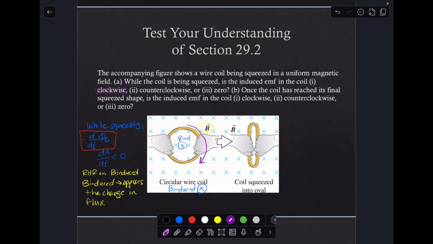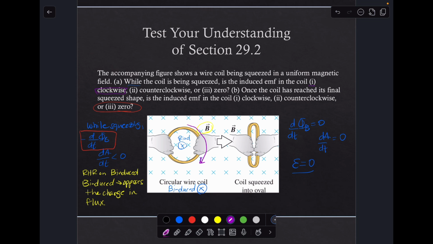Part B, once the coil has reached its final shape. So what does that mean? When it's reached its final shape, the shape is no longer changing. Once you arrive at your destination, you are no longer traveling. So once you reach your final shape, you are no longer changing shape. That means your change in flux will be 0, because there is no dA/dt. If there's no change in flux, then there is no EMF. No EMF and thus no current. So 0.